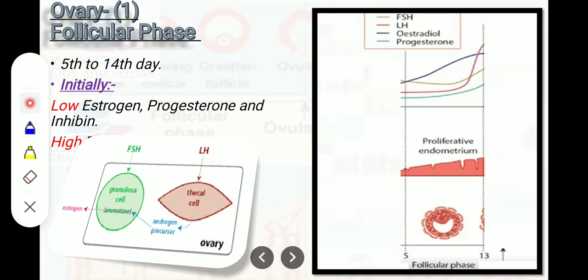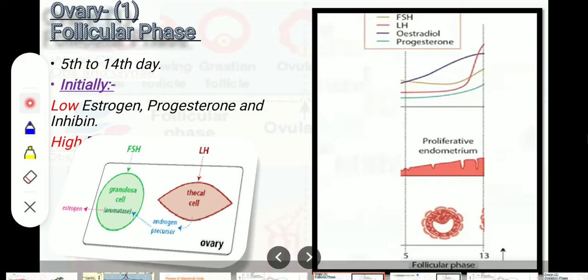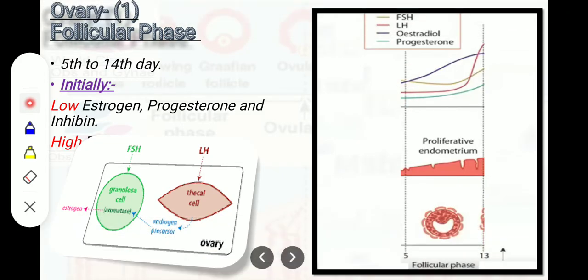So what happens initially if you look at the hormones? You can see that the estrogen level is low. We have low estrogen, low progesterone, low inhibin. You can see in the diagram that the purple is that of the estrogen. Estrogen is initially low at the 5th day. Progesterone is also low. But if you see the yellowish color, that is the FSH, it is initially high as compared to other levels, at the start of the follicular phase.